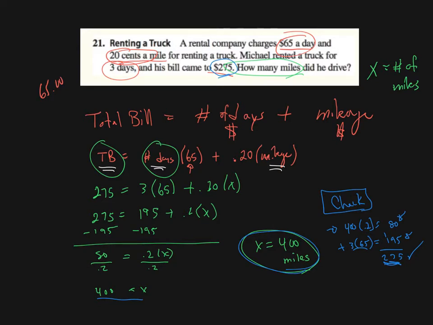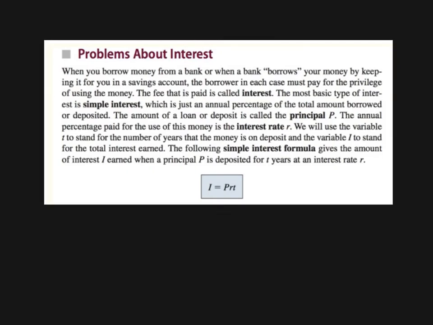Let's move on. So next we're going to talk about simple interest, right? When you borrow money from the bank or when you keep money in the bank, there's interest to be paid or earned. And so we have the players: the principal, capital P, and the interest rate as a decimal, lowercase r.